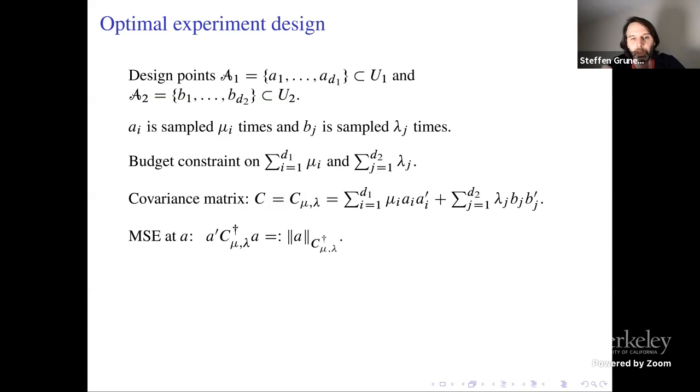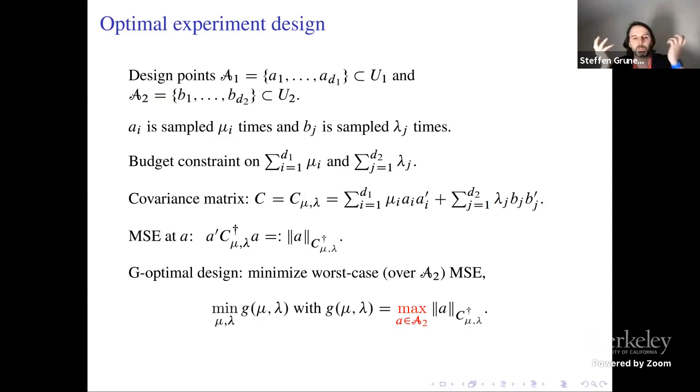Mean squared error, if I look at a point A, is simply A transposed times the inverse, or here I write the pseudo inverse with a dagger, if the Hilbert space is larger dimensional and I don't have a well-defined inverse, times A. I will also use the notation that this is the norm of A under the C dagger covariance.